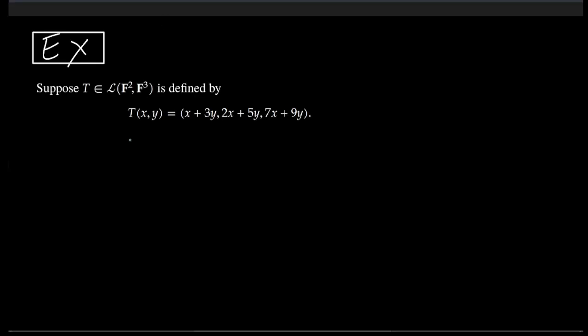Okay, I got a little bit ahead of myself there with the last chunk. I don't want to make it too complicated quite yet, so let's do a few examples before we actually dive into the specific justification for everything. So here's the idea. Let's take T to be the linear map from F2 to F3 that is defined as follows. We will take x and y in F2 to x plus 3y, 2x plus 5y, and 7x plus 9y. All right, cool.